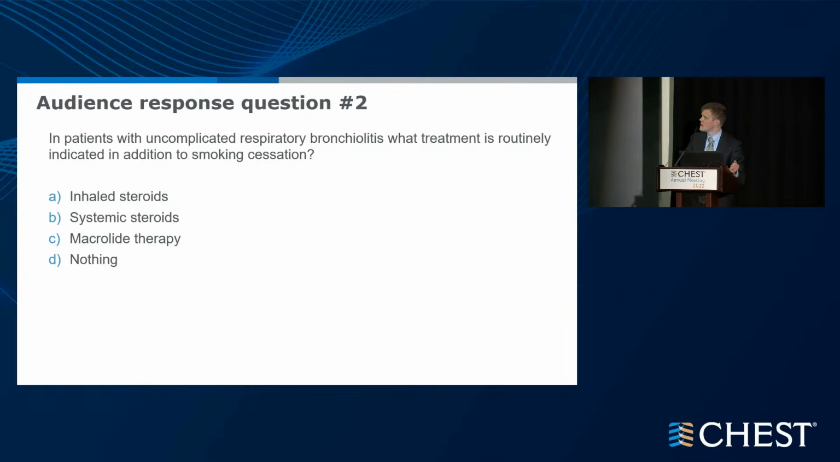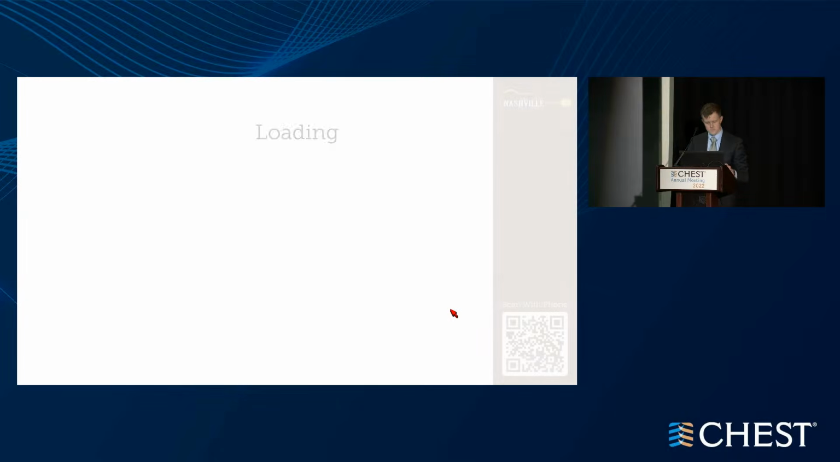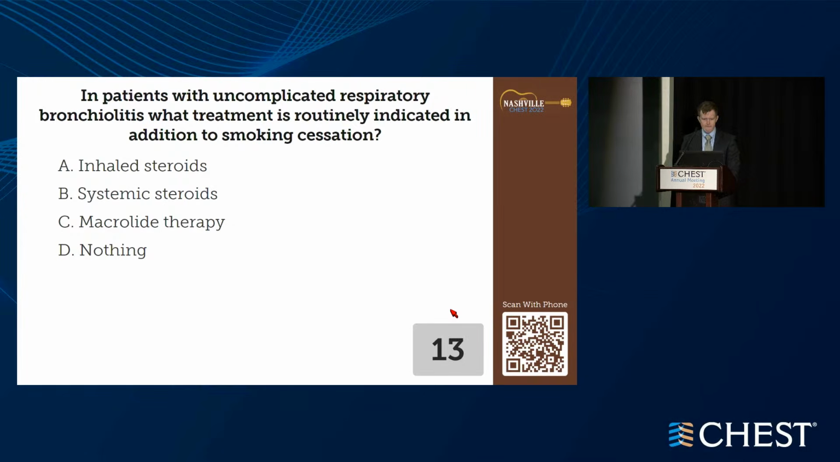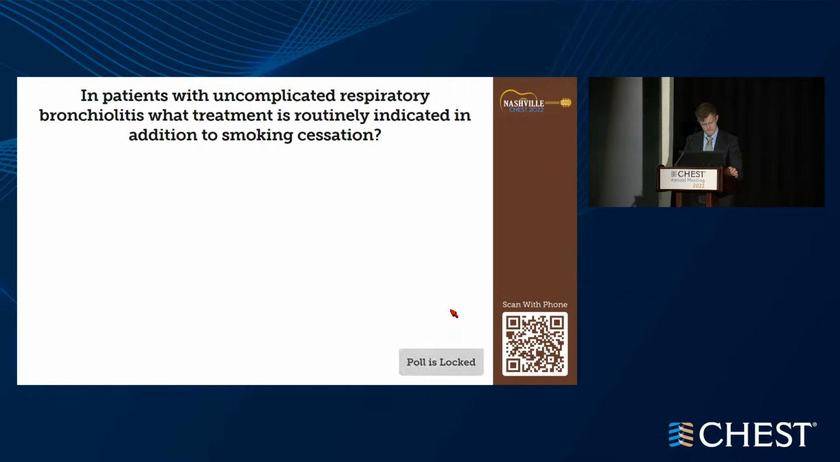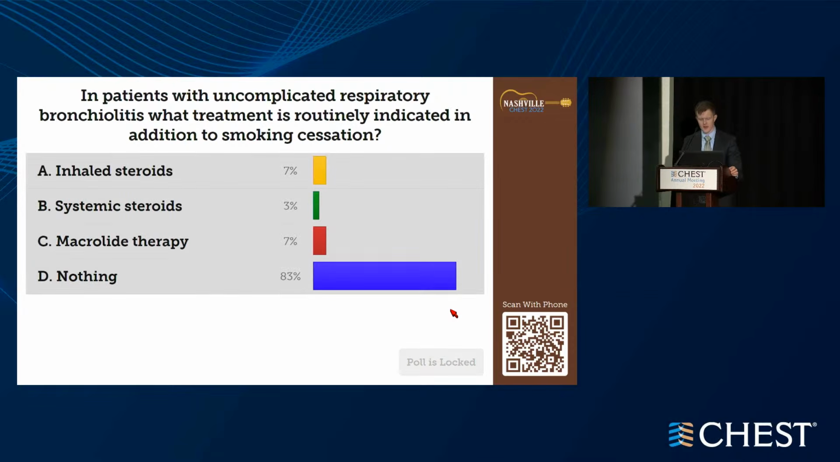All right. Last audience response question I have for you guys. In patients with uncomplicated respiratory bronchiolitis, what treatment is routinely indicated in addition to smoking cessation? Is it inhaled steroids, systemic steroids, macrolide therapy, or nothing? Oh, good job, guys. Nothing is the correct answer.